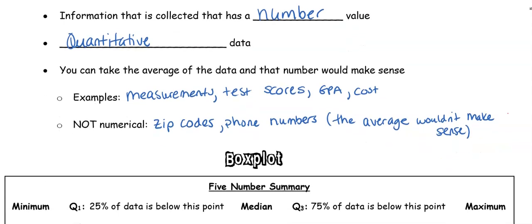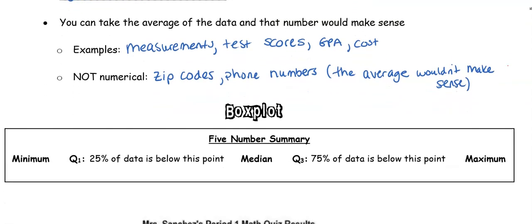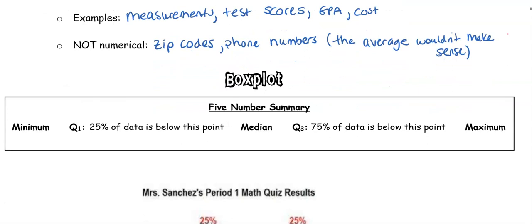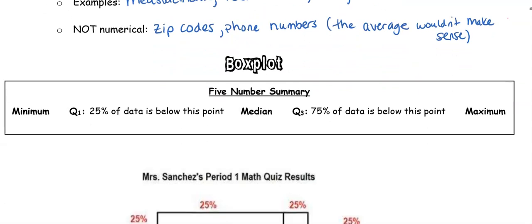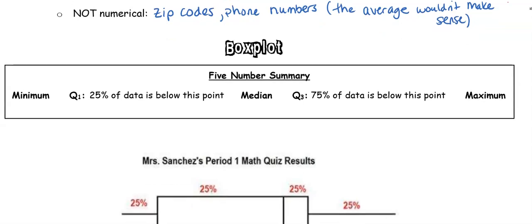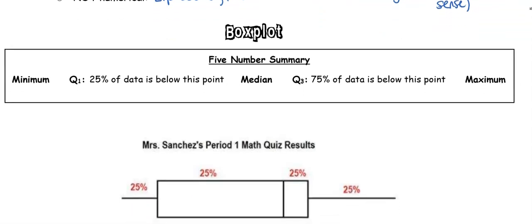The kind of graphs that we use for numerical data, the first one is the box plot. For the box plot, we are going to use the 5-number summary, which you actually already know how to find. We did this the other day, we just didn't talk about it. So your 5-number summary for the box plot is the minimum value. That is the lowest value.